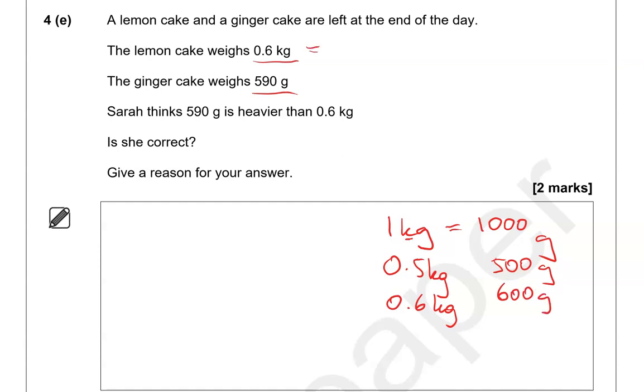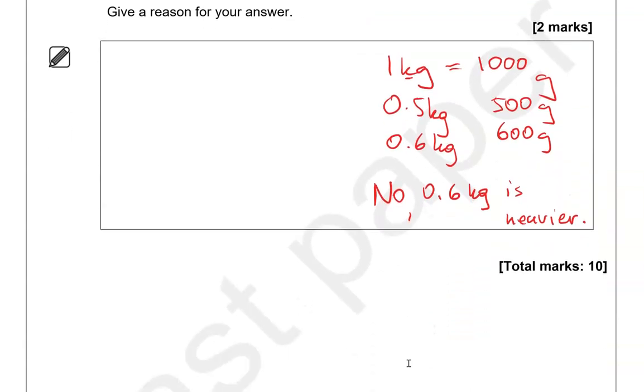So this is 600. We're comparing 600 with 590 grams. So this is heavier. Sarah thinks 590 grams is heavier than 0.6 kilograms, which is wrong. So is she correct? I'm going to say no. 0.6 kilograms is heavier. And this is the end of the paper.